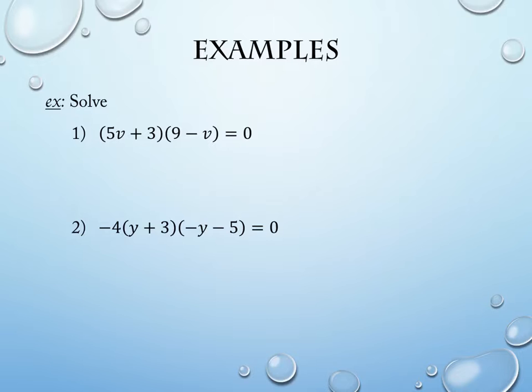So we would set each of them, 5v plus 3 equal to 0 and 9 minus v equal to 0, and we'd solve. So 5v plus 3, what would I do first? Subtract 3. The 3's here would cancel, and I would be left with negative 3 on the right. Then what? Divide by 5, yeah. Pay careful attention, those are easy mistakes to make when you're subtracting or dividing. So this is one of my solutions.